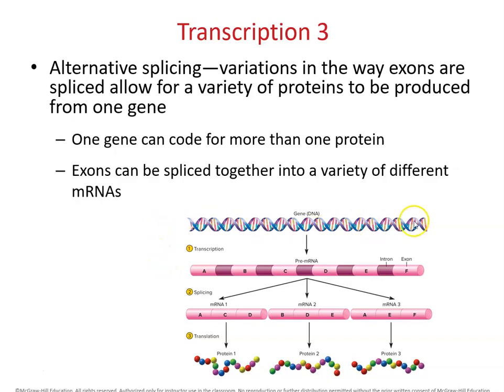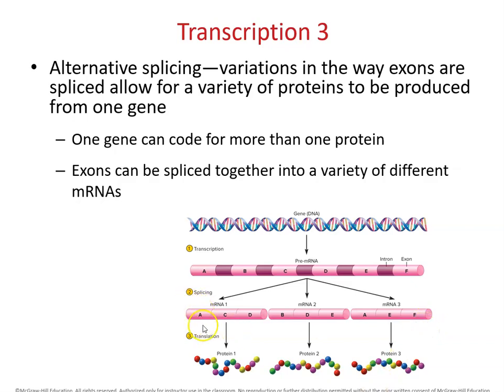So our DNA, the particular section that we're interested in, gets made into an mRNA. And our mRNA has some sections called exons. They're here in the light pink, A, B, C, D, E, F. And also introns, which are the dark pink. And the introns can be cut out. And then the exons can be arranged in different orders to make different proteins.